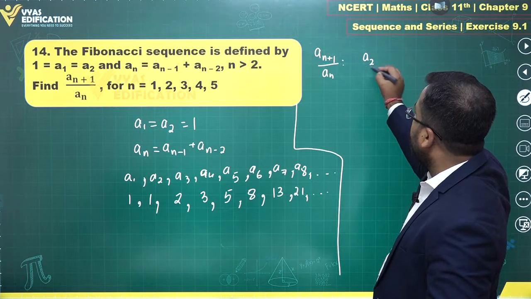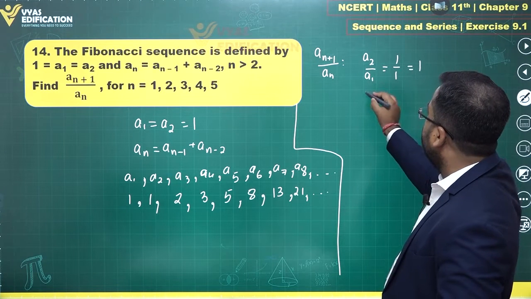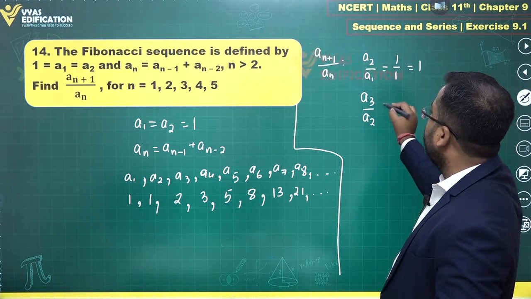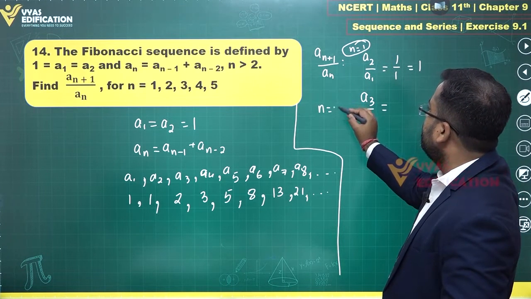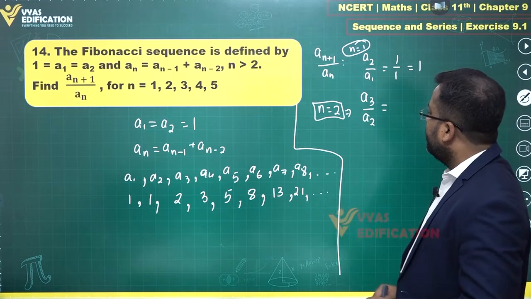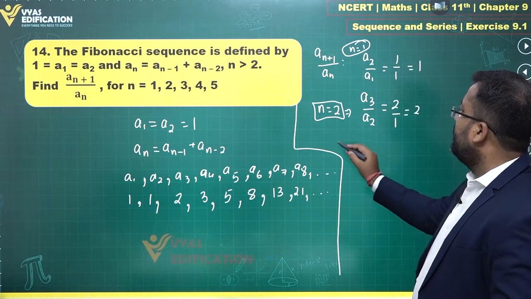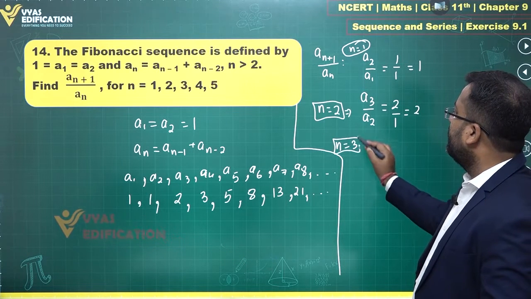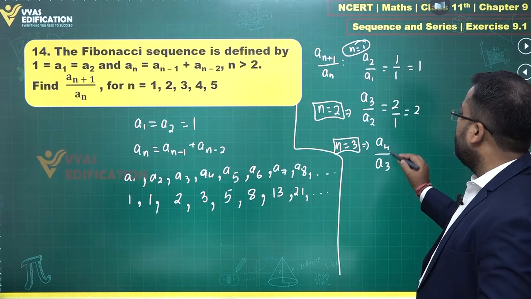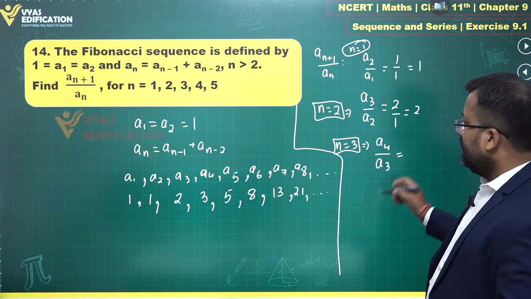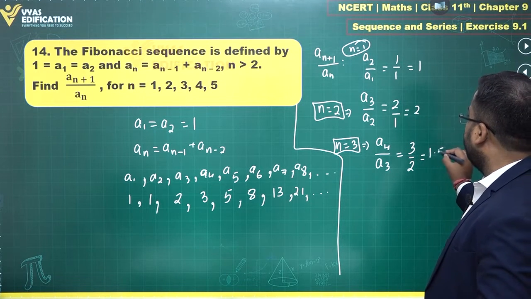So first of all, let's take n equals 1. This tells me A2 upon A1 is equal to 1 upon 1, which is 1. Then for n equals 2, you need A3 upon A2, which is 2 upon 1, which is 2. For n equals 3, this is A4 upon A3, and what is that equal to? That's 3 upon 2. A4 upon A3 is 1.5.